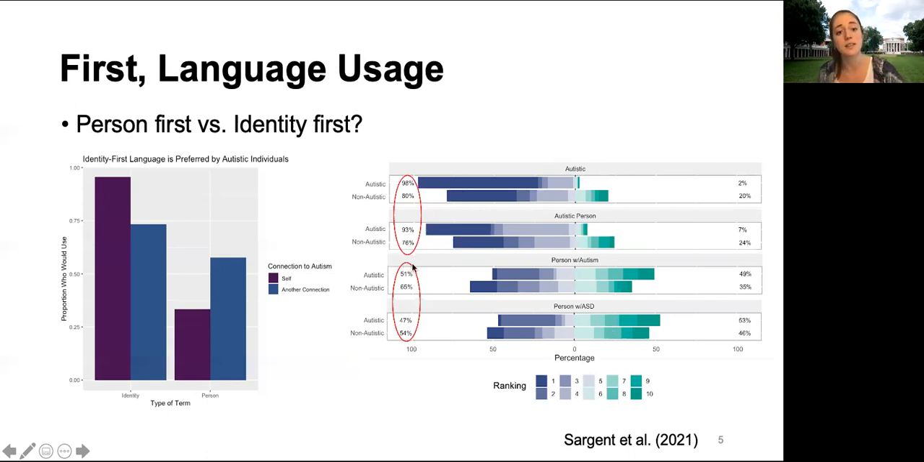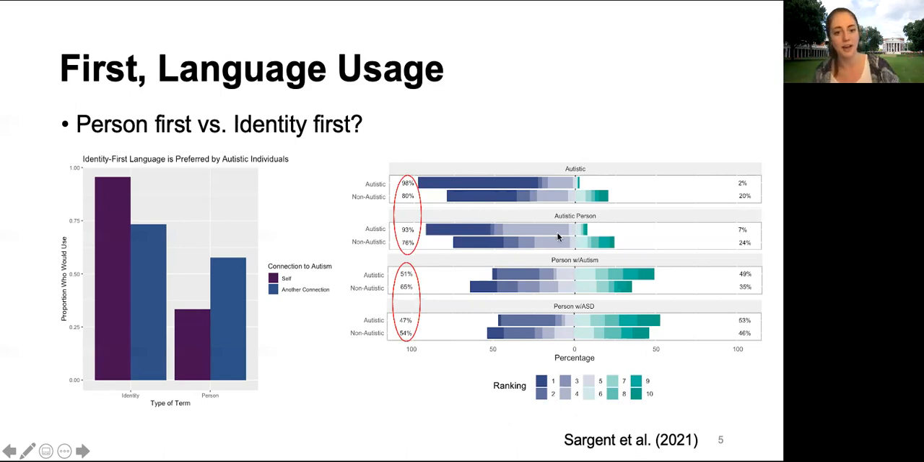Circled in red here is the percent of people within the group who is autistic themselves or not, who said that each of these terms would be in their top half versus bottom half of terms. And the darkest blue bars here are the number of people who said it was their number one choice. So autistic and autistic person really stood out. They were the highest endorsed terms as far as the percentage of people who said it was their number one choice. And they were also the highest endorsed, just generally looking at which terms did people include in their top 5 versus bottom 5.